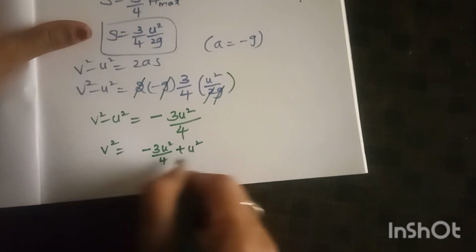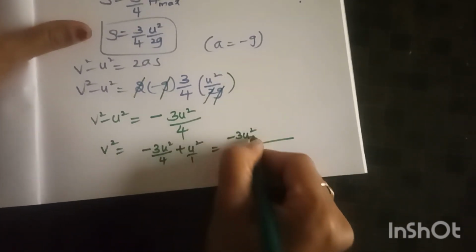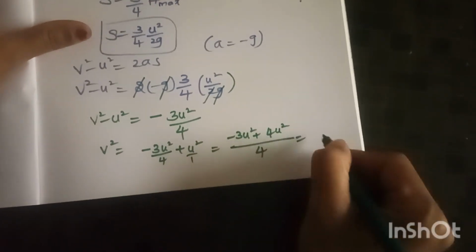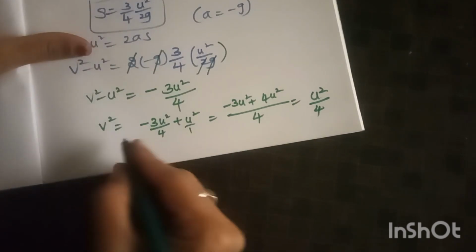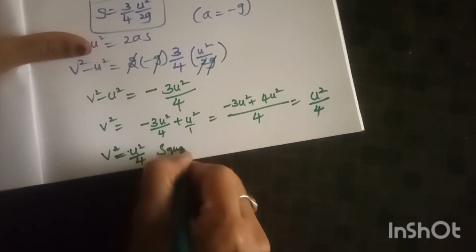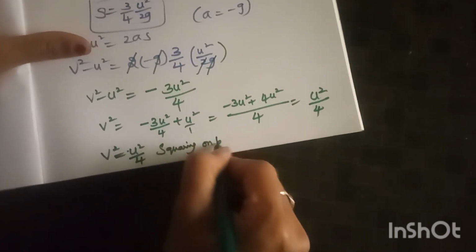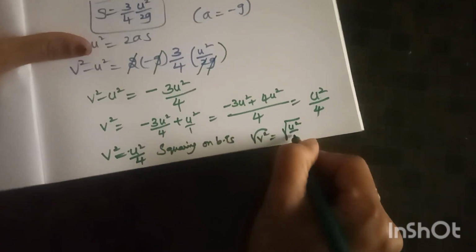Make the LCM here. The LCM will be 4. Minus 3u square plus 4u square. What you will get? u square by 4. V square equals to u square by 4. Make square root on both sides. What you will get? Under root v square equals to under root u square by 4.